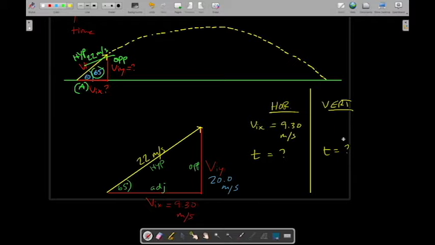Let's go ahead and turn our attention to the vertical components. One of the obvious ones that we know so far is what we just solved earlier, a v initial y. Your v initial y is 20.0 meters per second.